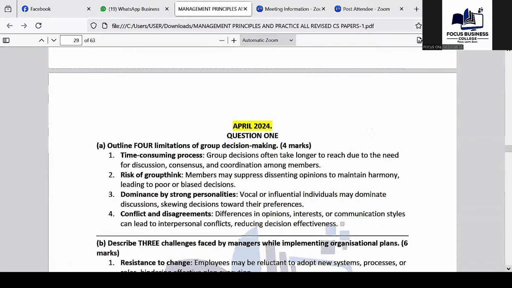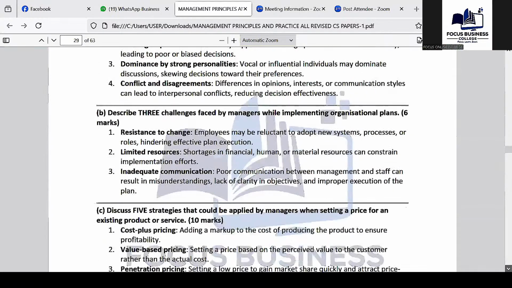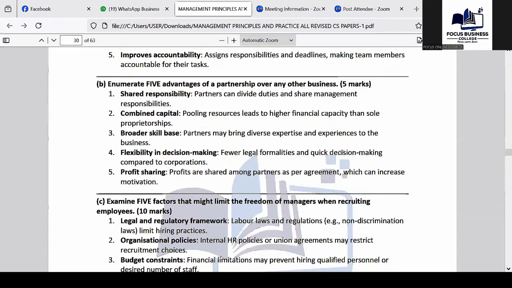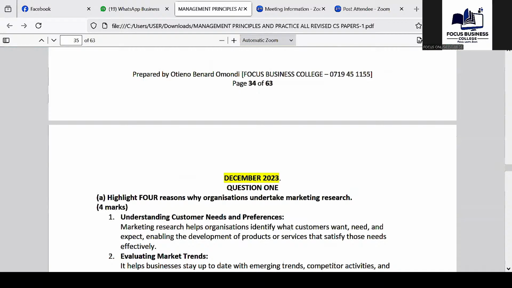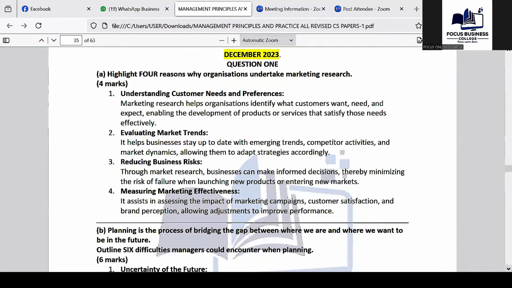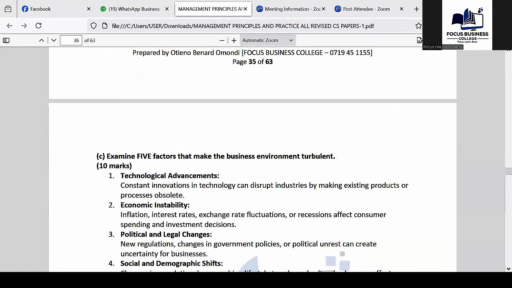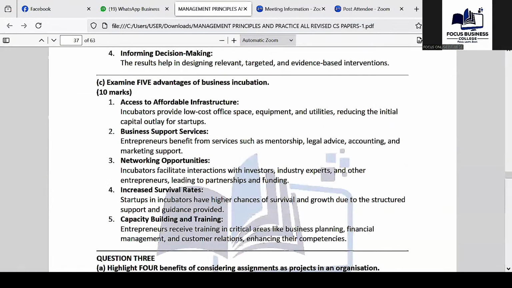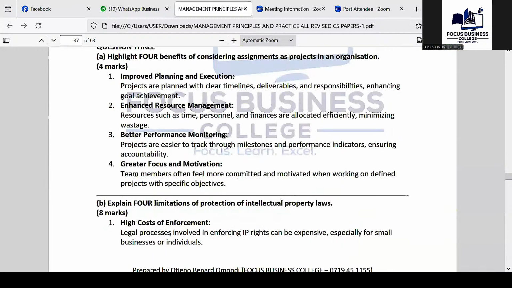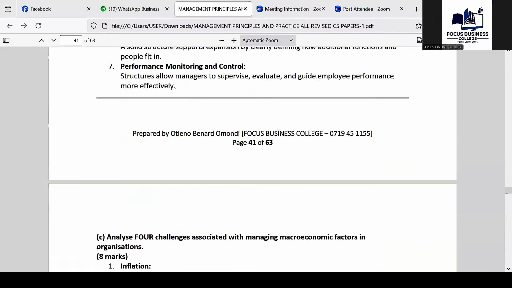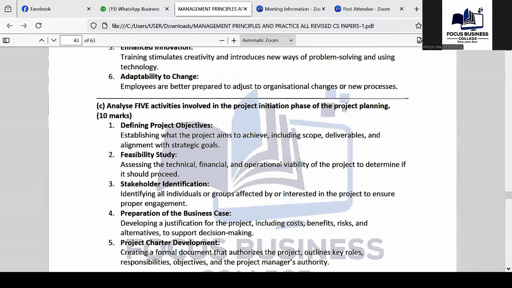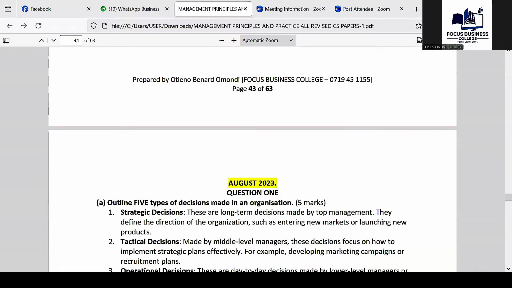April 2024. This one we're done. Group decision making, this one we're done. Marketing research, this one we are done. Company text marketing research, that one done. Business incubation, access quality, this one we're done. Incubation, we are done. This one now, I think. Yes, this one I think we are not done.